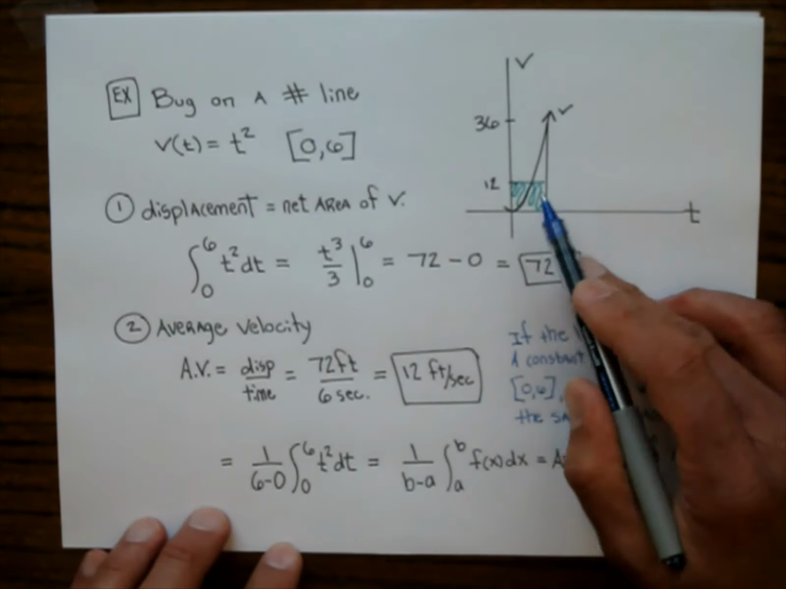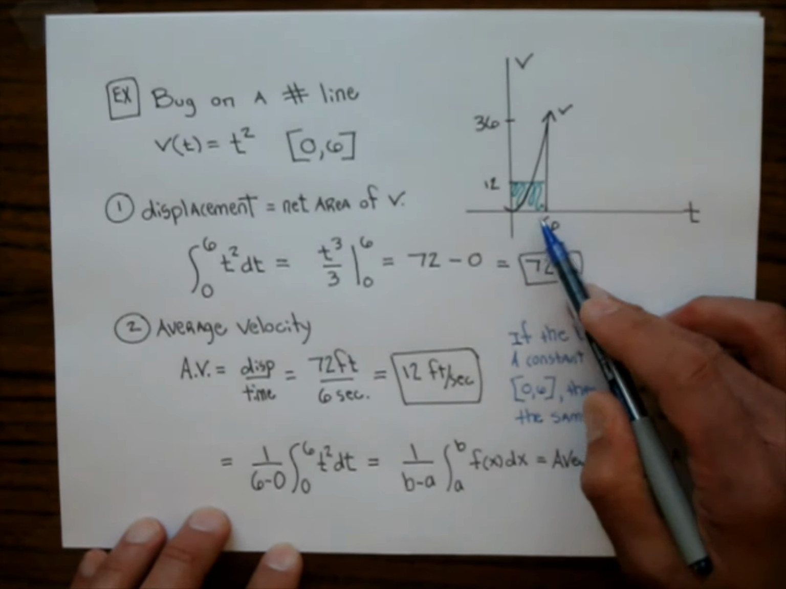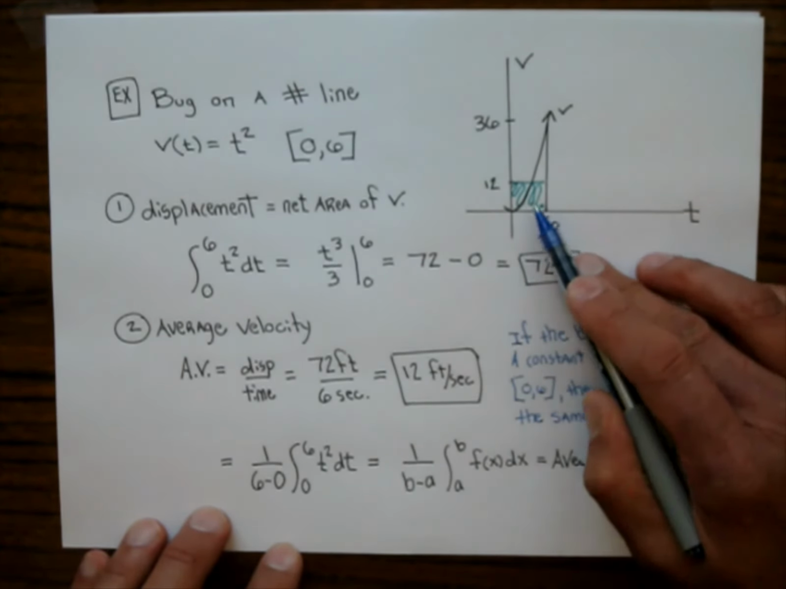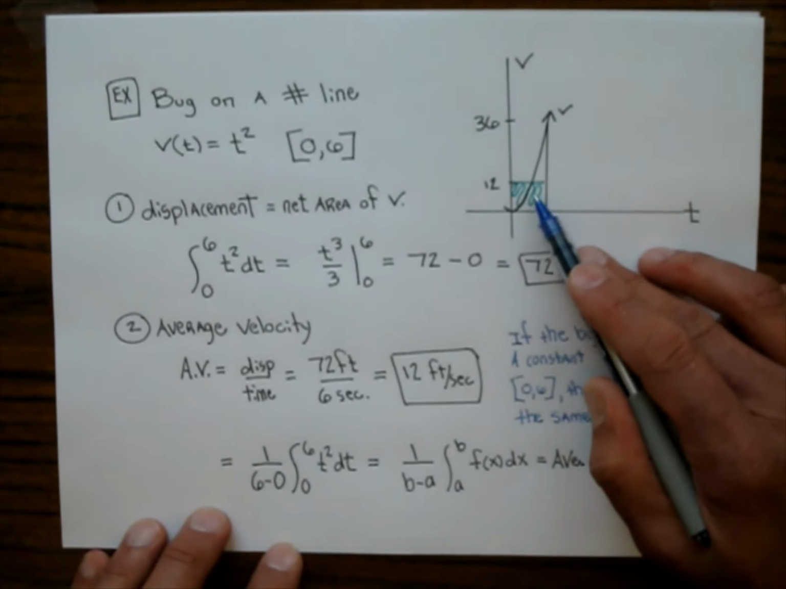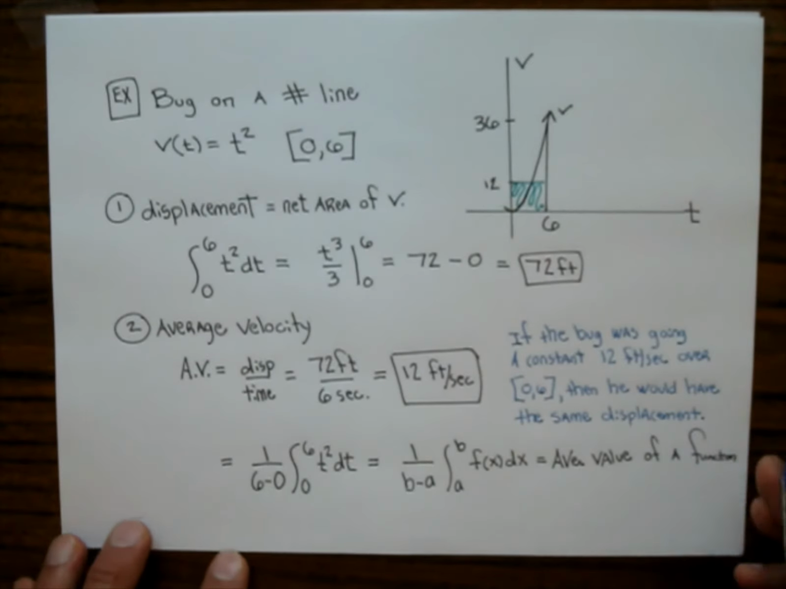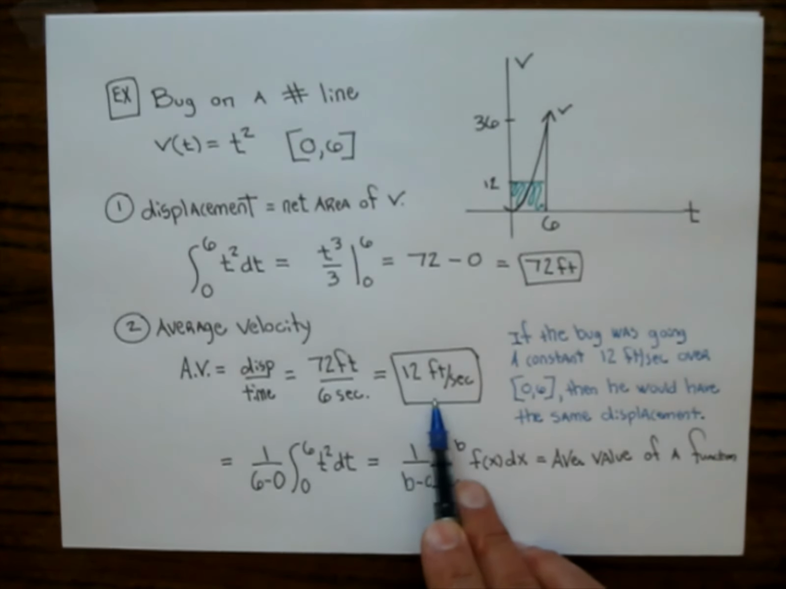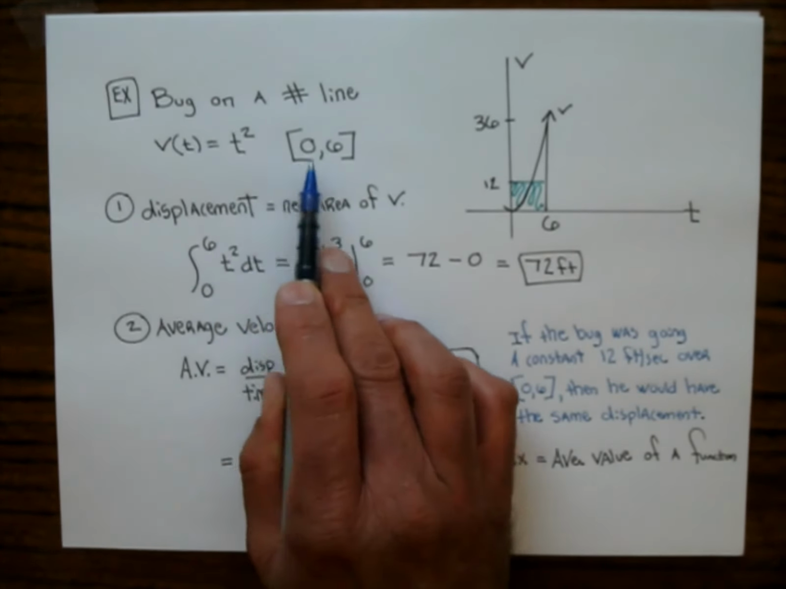Another way of saying it with areas is the area of that green rectangle equals the original area under the curve from 0 to 6. And there was a reason I didn't do it in blue, because then you wouldn't have been able to see the green as well. So that's what it means. It means if the bug was going constant for the velocity, it would actually give you the same displacement as this displacement over the time interval.